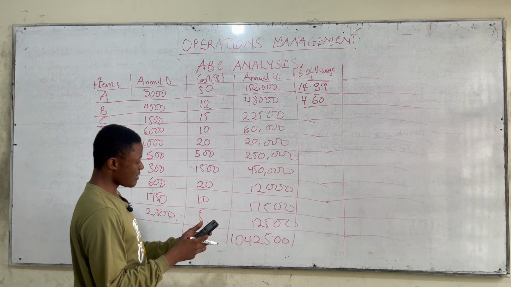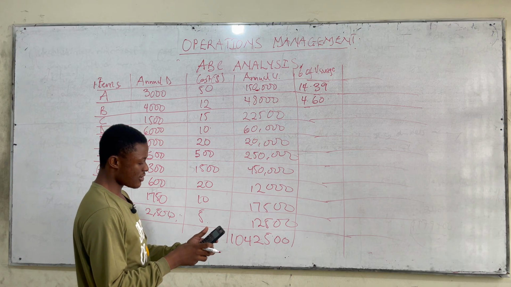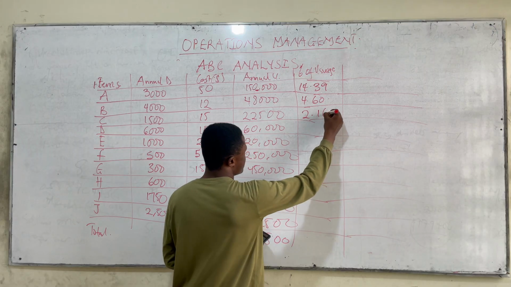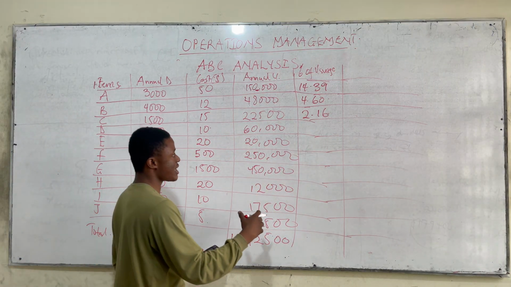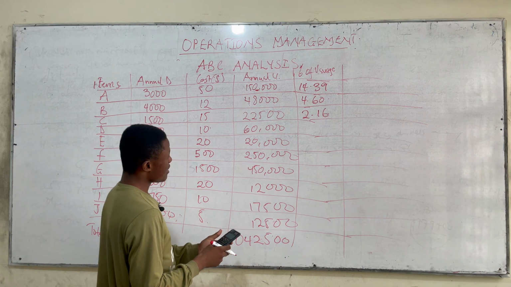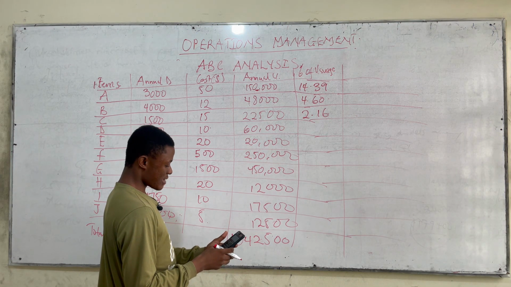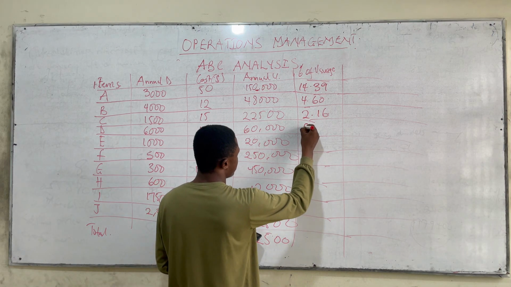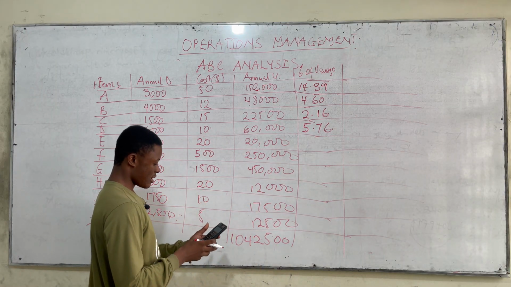22,500 divided by 1,042,500 times 100. And what are we getting? We are getting 2.16. It was 2.158. By rounding to 2 decimal places, you are going to get 2.16. And the same thing goes for 60,000 divided by 1,042,500 multiplied by 100, and then we are getting 5.76. What is the next thing?